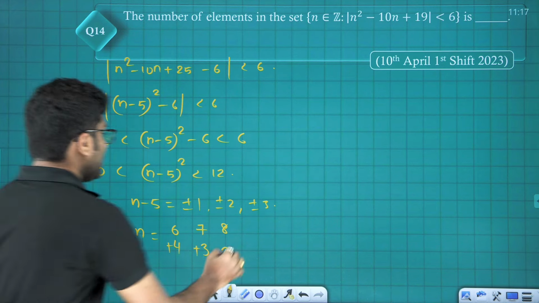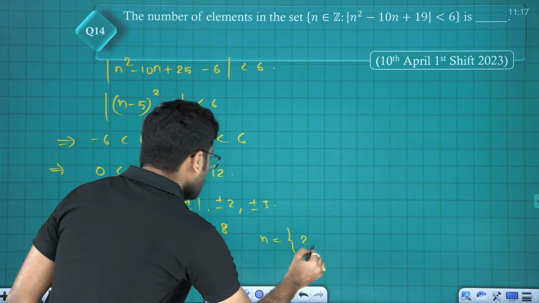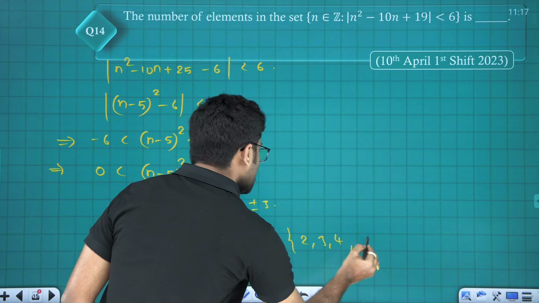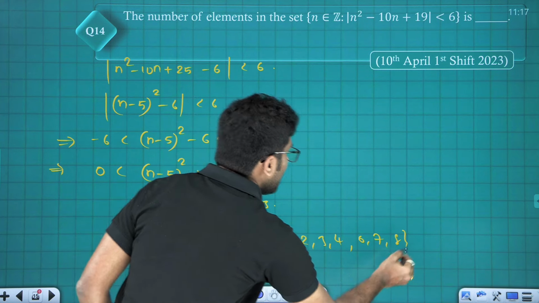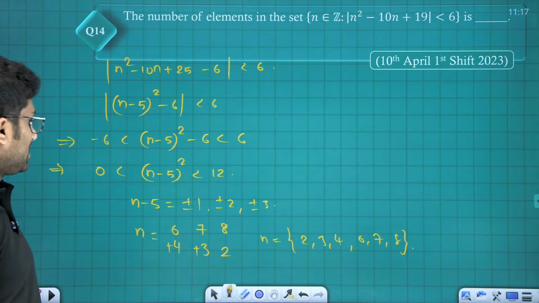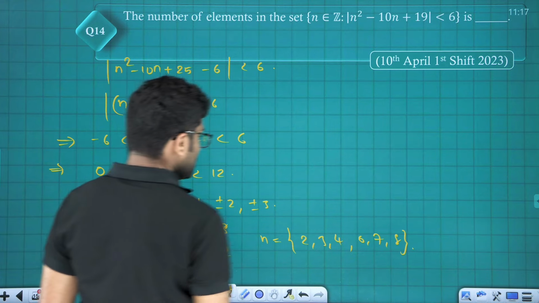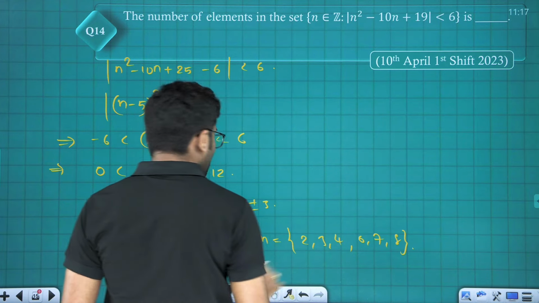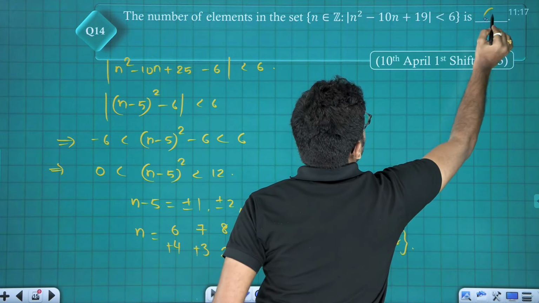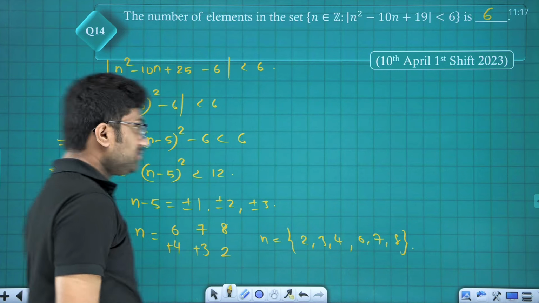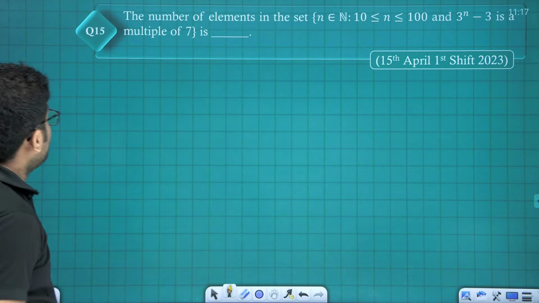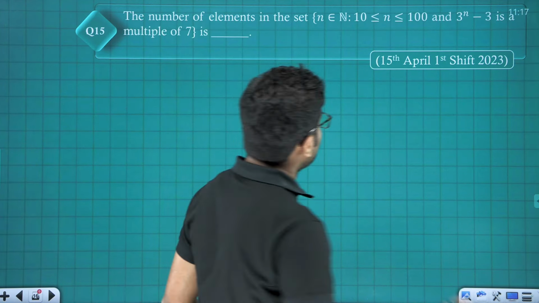So n can take 2, 3, 4, 6, 7, 8. How many number of elements in n they are asking. So that means 2, 3, 4, 6, 7, 8. The number of elements in this set is 6 elements. Clear? Next question. The number of elements in the set, almost the same.